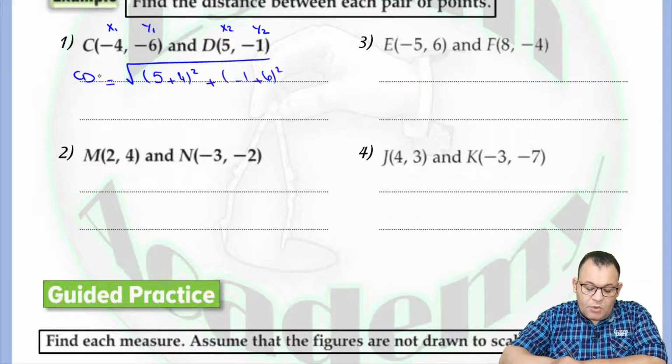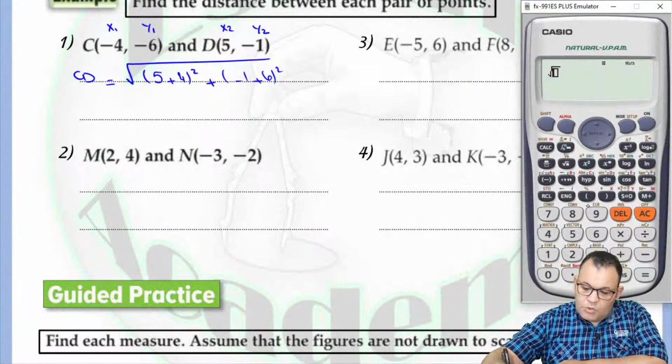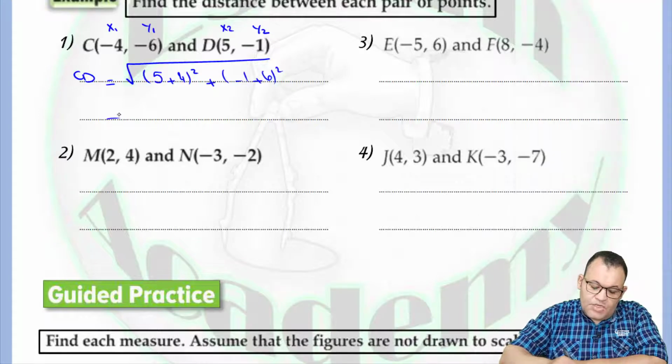By using the calculator, we'll find the length of CD. The square root of (5 plus 4) to the power 2 plus (-1 plus 6) to the power 2 equals... We'll find the answer will be the square root of 106.